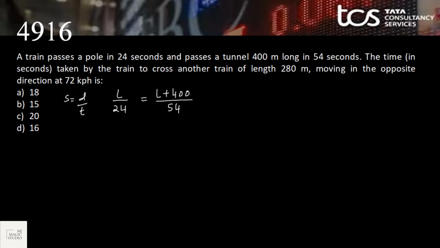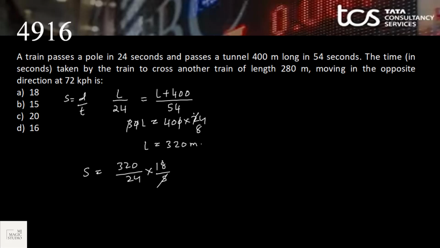Okay, so let us find the length of the train. 54L minus 24L is 30L, which is 400 into 24. This is 8. Length of the train is 320 meters. So speed of the train is 320 by 24 meters per second, into 18 by 5, that would be 48 km per hour. 48 km per hour is the speed of the train, and the length of the train is 320 meters.